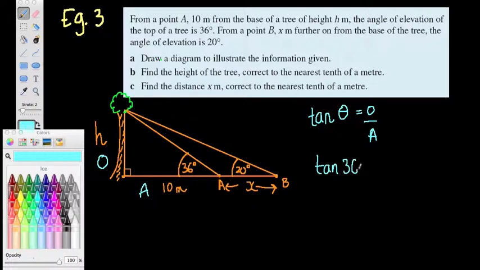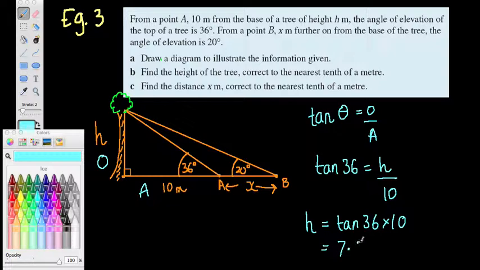Tan 36 is equal to H over 10. Therefore, H is equal to tan 36 times 10. This is what you'll put into your calculator. And if we round it off, we get 7.3 meters. Obviously, the height of the tree is in meters.